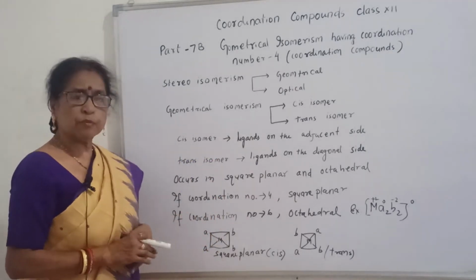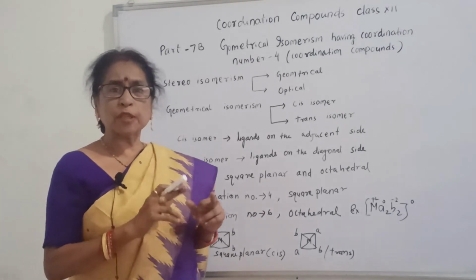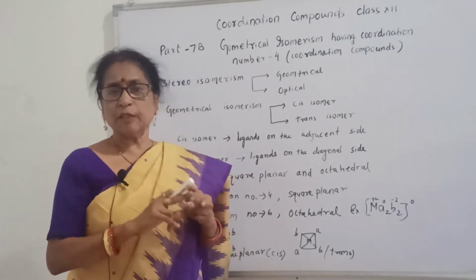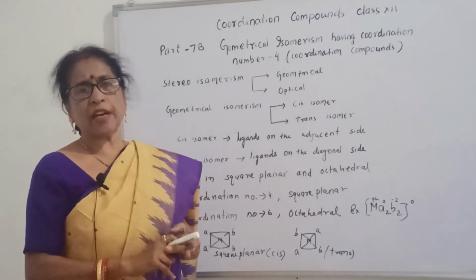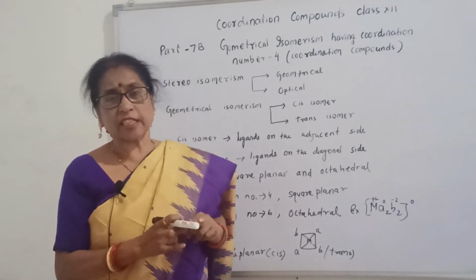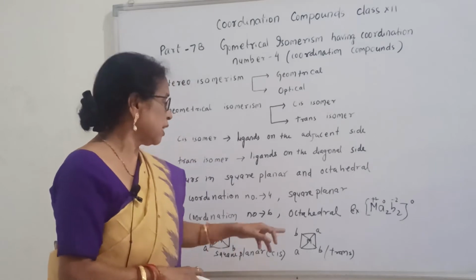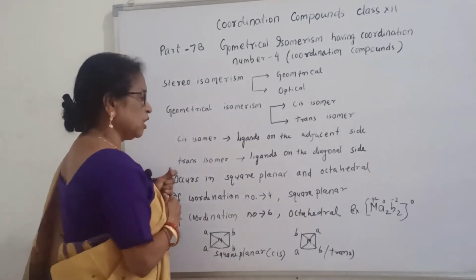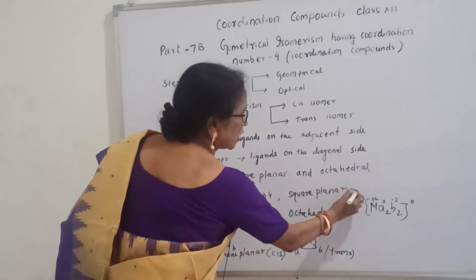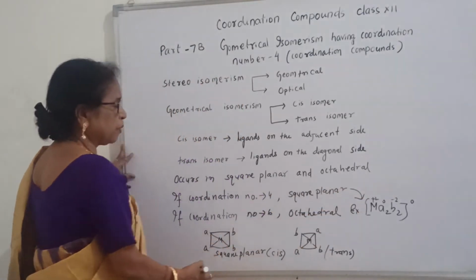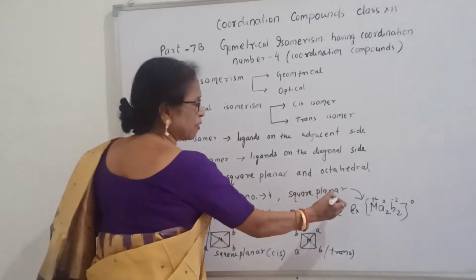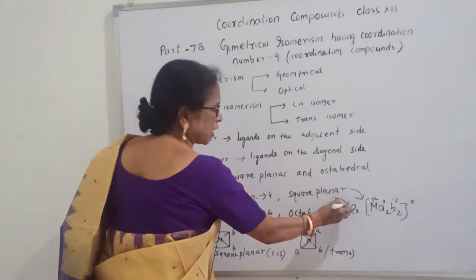If the coordination number is 4, what is the possible structure? Square planar. If the coordination number is 4, what is the possible structure? Square planar. If the coordination number is 6, what is the possible structure? That is octahedral. So if the coordination number is 6, then it is octahedral. Here I have given the example after square planar.